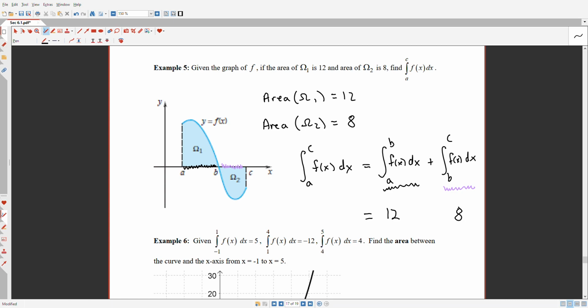And the only mistake you don't want to make now is saying I'm going to add these. You're not going to add these because the omega 2 region does have area 8, but when we interpret it as a definite integral, we would need to interpret this as having negative signed area. So it's true to say that the area of omega 2 is 8, but when we write this as computing the signed area under f of x, that's a negative 8 because it's below the x-axis. So this should be 4.